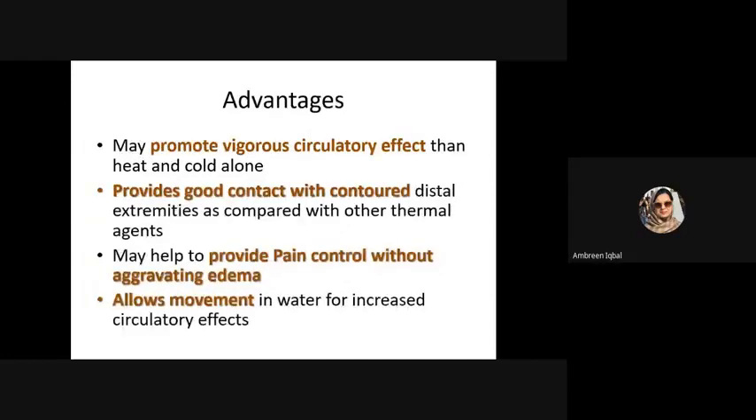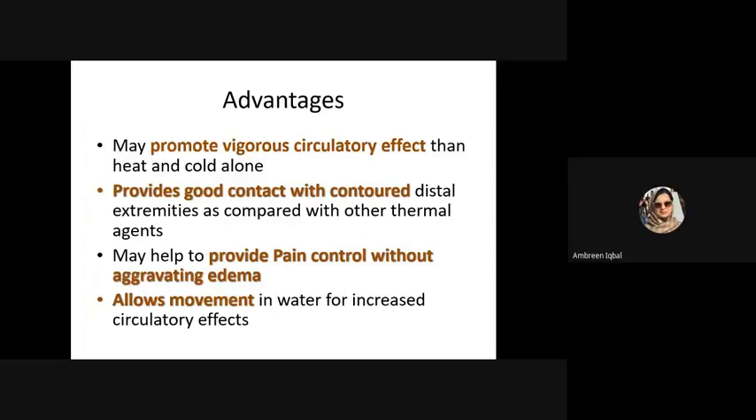Coming towards the advantages of this contrast bath therapy: every process, every phenomenon, every technique has some advantages, and along with the advantages, we also have disadvantages. The first advantage of this contrast bath is that it may promote a more vigorous circulatory effect than heat and cold alone. It is the combination of hot therapy and cold therapy. Heat therapy alone is going to vasodilate, while cryotherapy alone gives you more of the prominent effect of vasoconstriction.